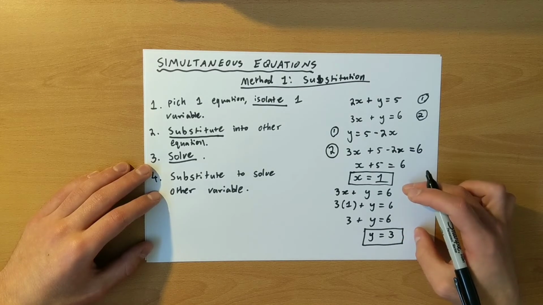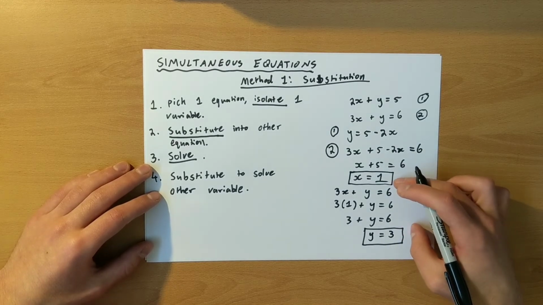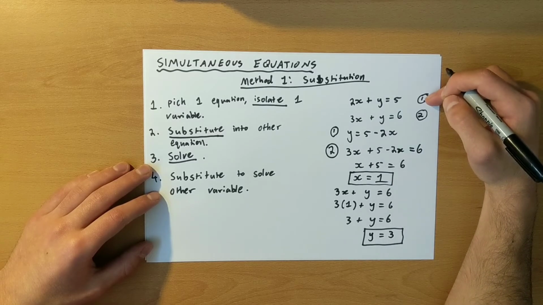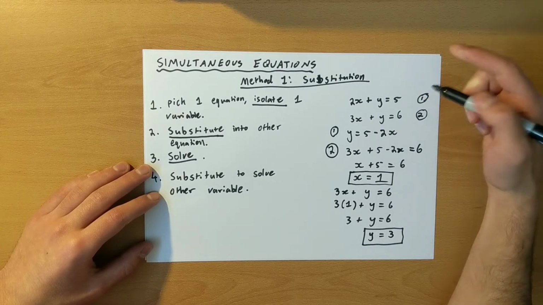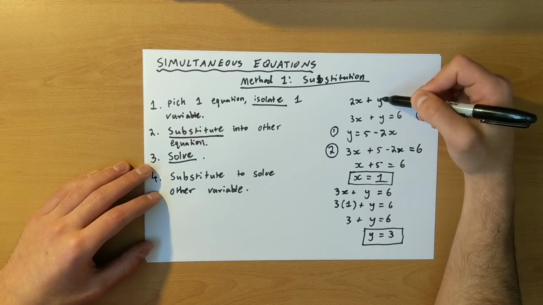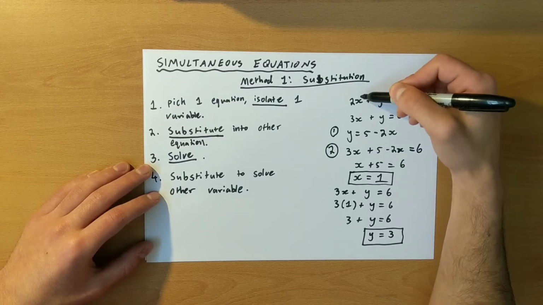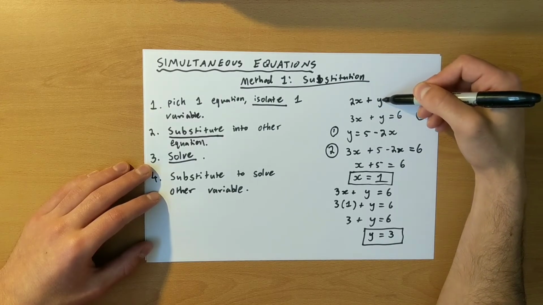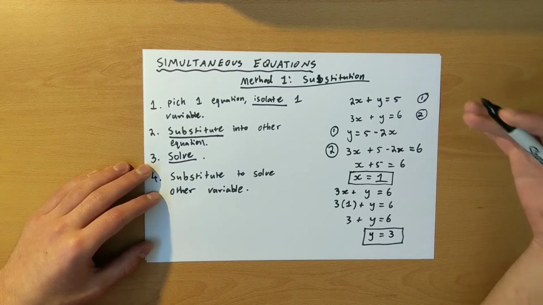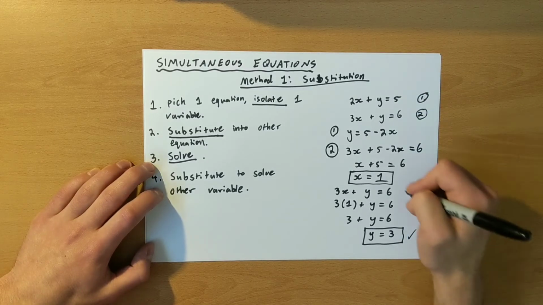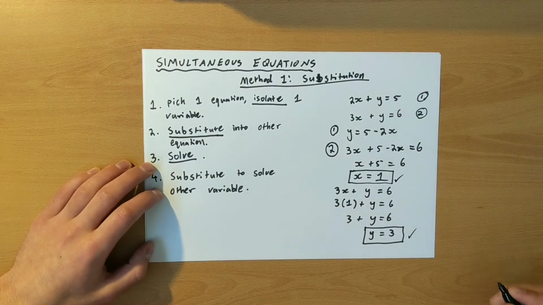Now I can double check my answer by putting these values into equation 1 now and seeing if it works. So if x is 1 and y is 3, does it equal 5? 2 times 1 is 2, plus 3 equals 5. So yes, I haven't made a mistake. Y is 3 and x is 1.